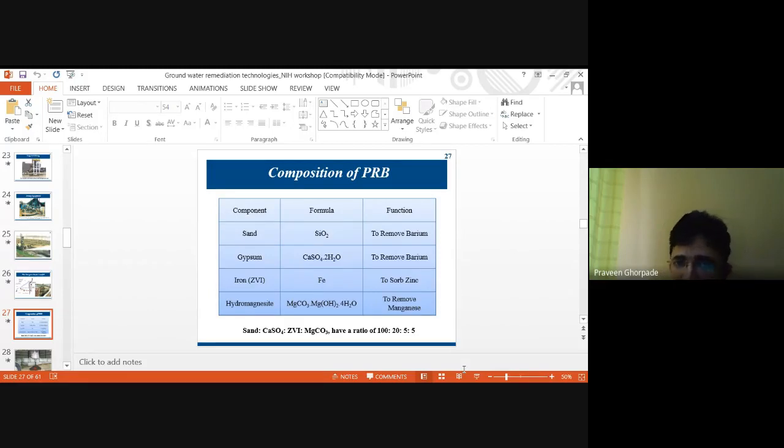Silica helps in removing barium. Calcium sulfate also helps in removing barium. Iron helps in sorbing the zinc, and magnesium will help you remove the manganese part of it. This combination has to be worked out in a lab. So basically, we are dealing with this type of issues.